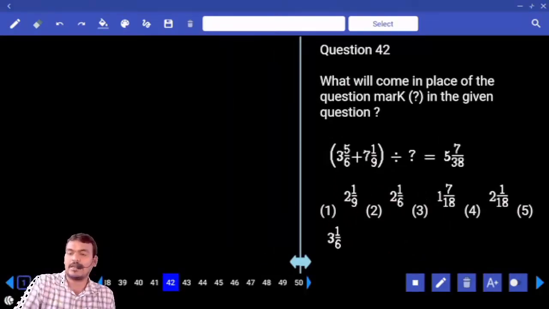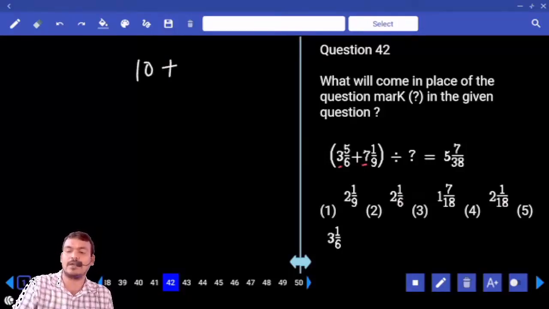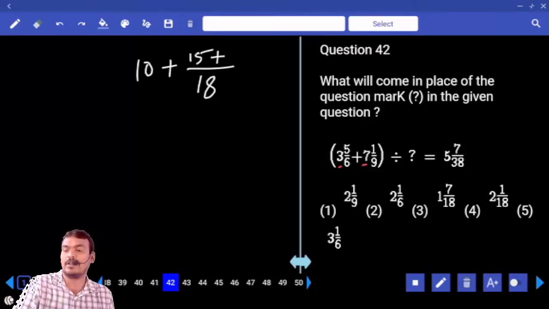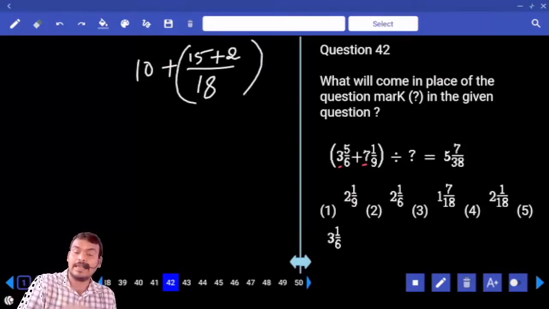Next question number 42. First priority is the left hand side bracket value. 3 5 by 6 means first we add the integers. 3 plus 7, 10, plus the LCM of 5 by 6 and 1 by 9. LCM value 18. 6 how many times? 3 times. 3 5s are 15. 9 how many times? 2 times. It is 15 plus 2, 17. 17 by 18. 10, 17 by 18. 18 10 times how much? 180 plus 17.